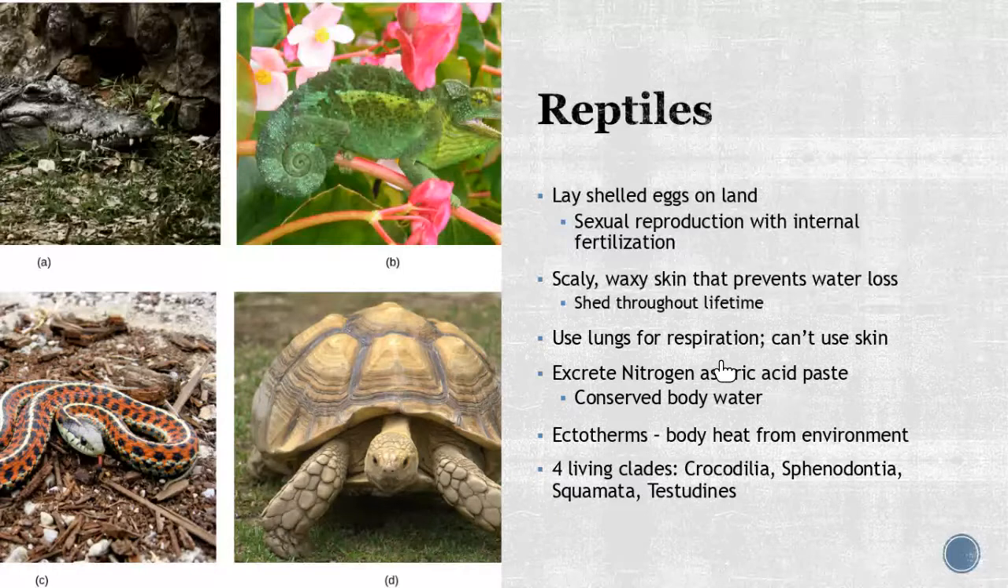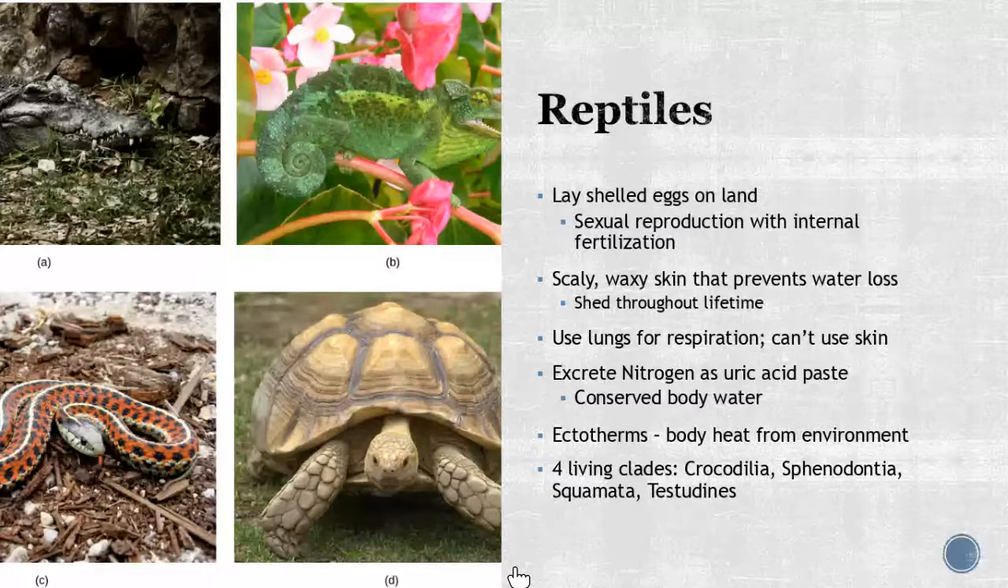Another key term is that these guys are ectotherms. What that means is they have to get their body heat from the environment. They cannot regulate their temperature. When we start talking about body homeostasis, we'll talk about endotherms versus ectotherms. But these guys have to have some form of heat in order to warm up their body. So if you have a pet reptile, you probably have a heat rock for them. Now there are 4 living clades, and we'll talk about them in a little more detail.